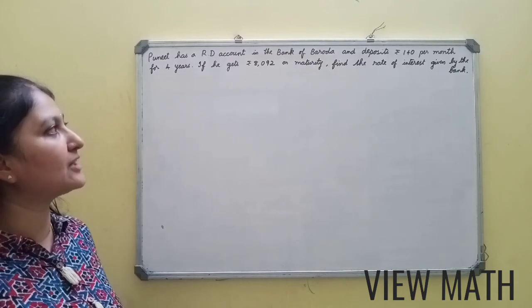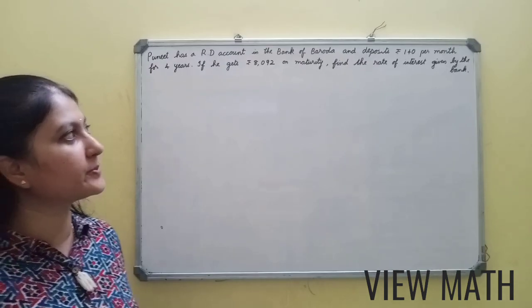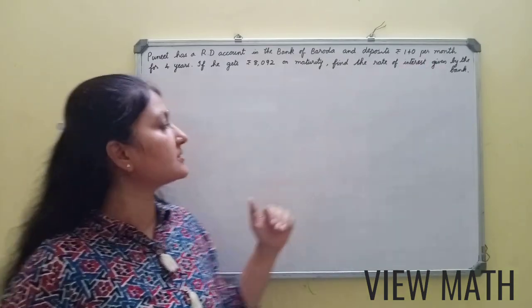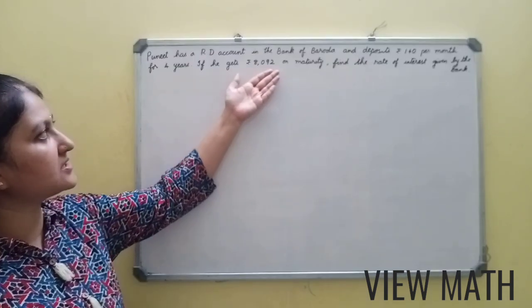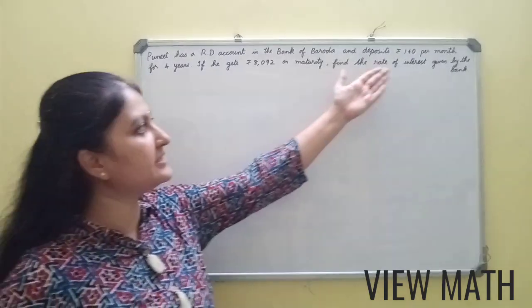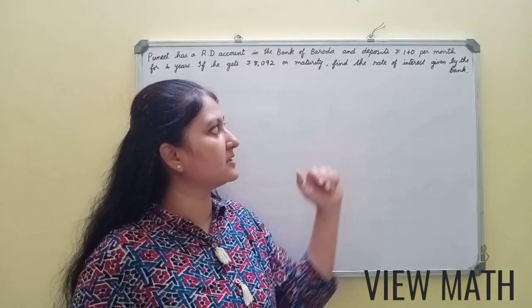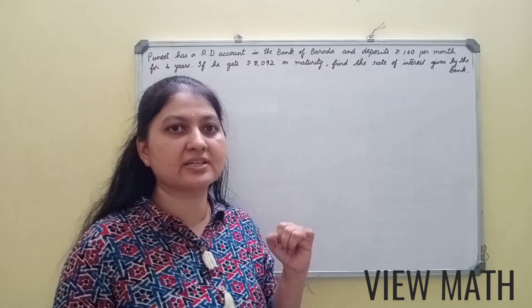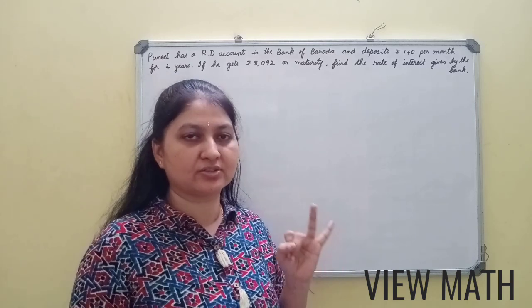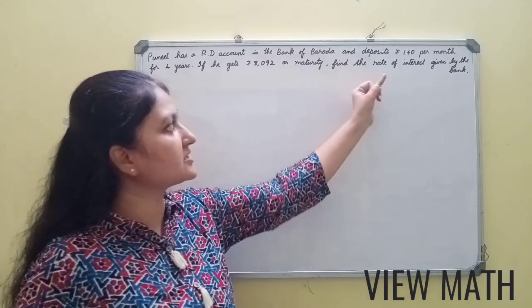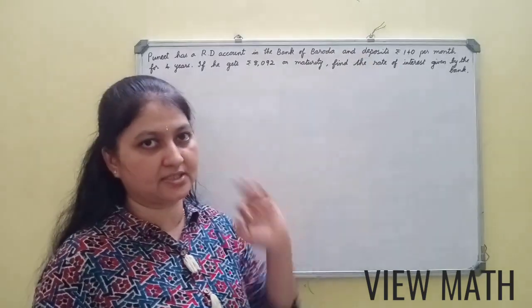Puneet has a recurring deposit account in the Bank of Baroda and deposits rupees 140 per month for 4 years. If he gets rupees 8,092 on maturity, find the rate of interest given by the bank. So this is the third type. First type we saw finding out the maturity value. Second type we saw finding out the monthly installment. Now they are asking us to find out the rate of interest. This is the third type.